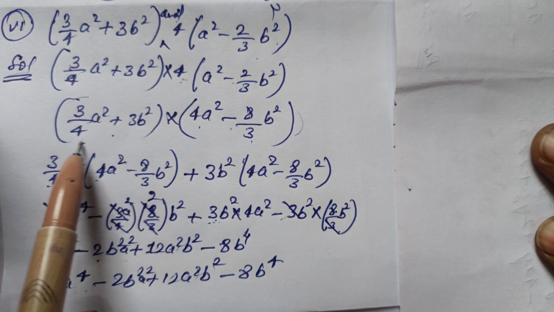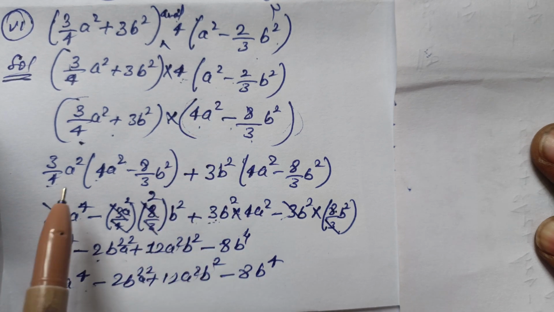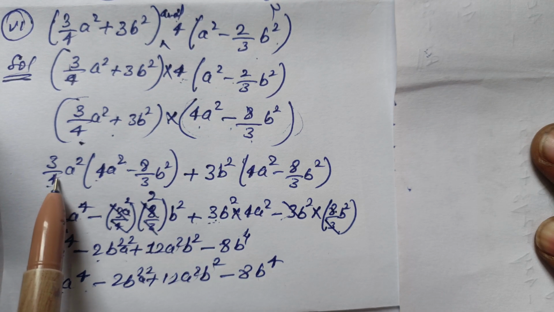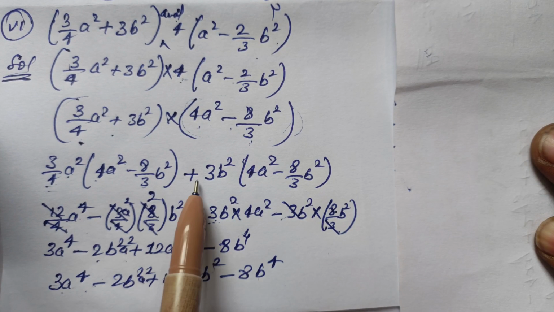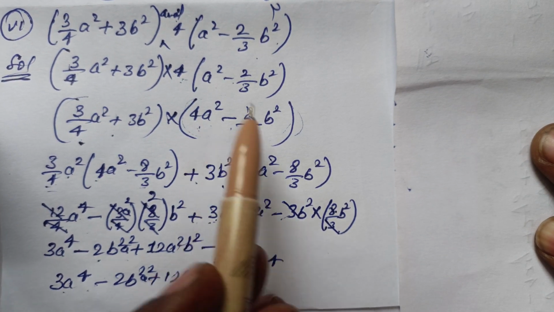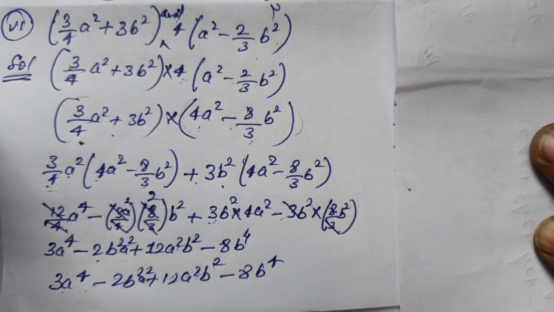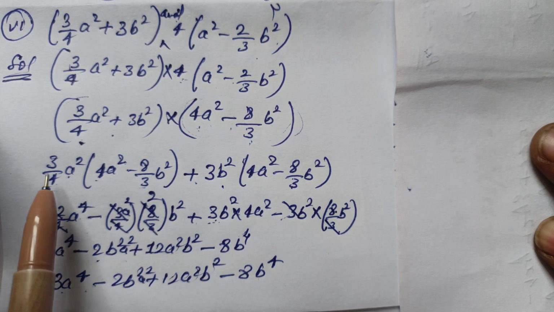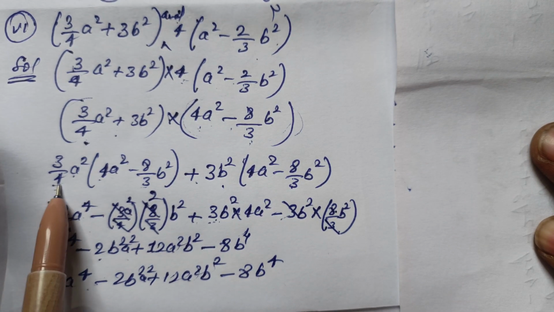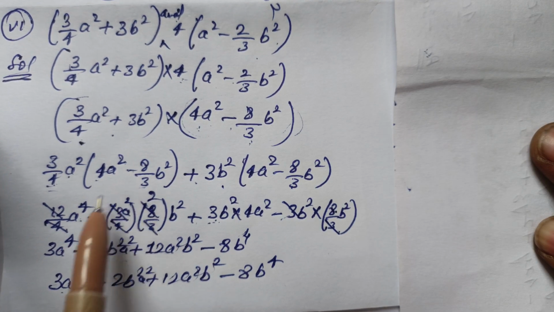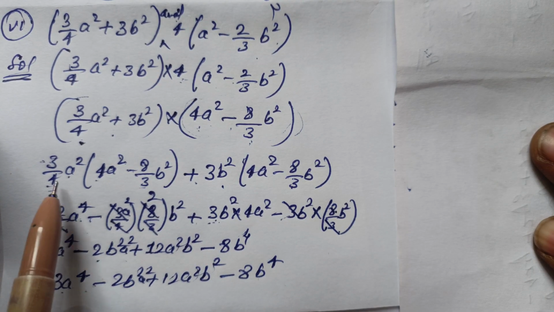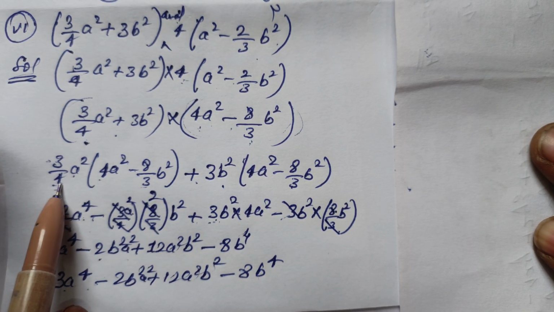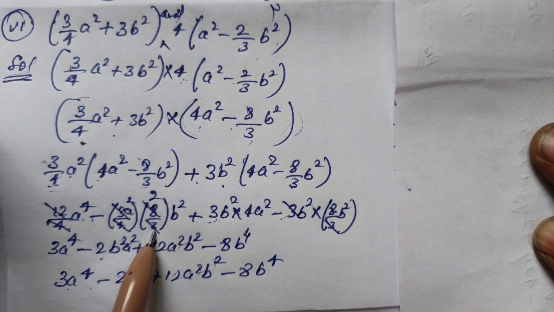Now we will multiply this term with the entire other term. So we will write 3/4 a² into (4a² − 8/3 b²). Now plus 3b², again this entire term we will write here. Now when we are calculating, 3 4s are 12 divided by 4, a into a is a⁴, minus sign as it is. We can multiply it, but for cancellation it will be easy. So I'll write 3a² as it is divided by 4, 8 into b² divided by 3.